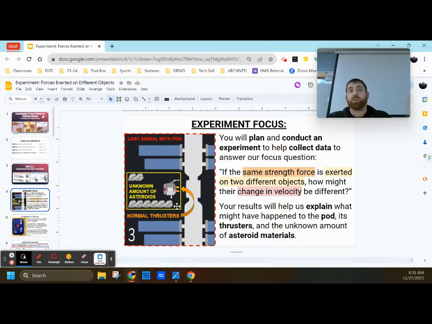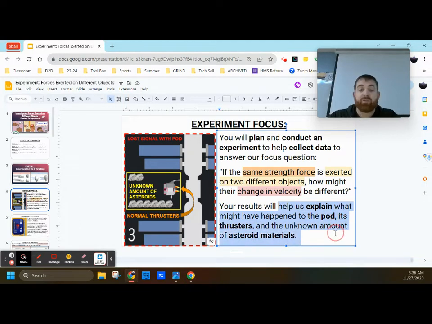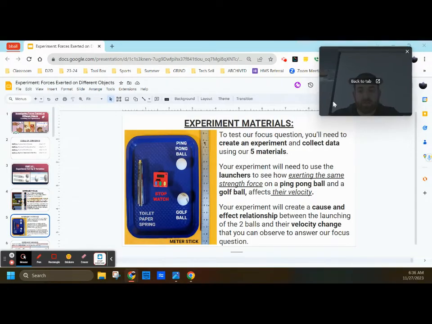And our job is going to be to conduct an experiment to not only help us understand what's going on with the pod, but to collect data to use as evidence as to what could be going on in space. So the results of your lab will help us explain what might have happened to the pod, its thrusters, and the unknown amount of asteroid materials. So let's go ahead and talk about how we're going to conduct this experiment.